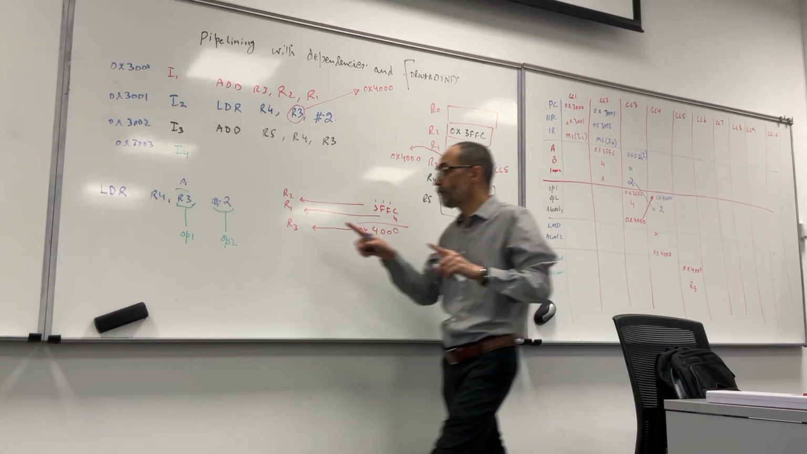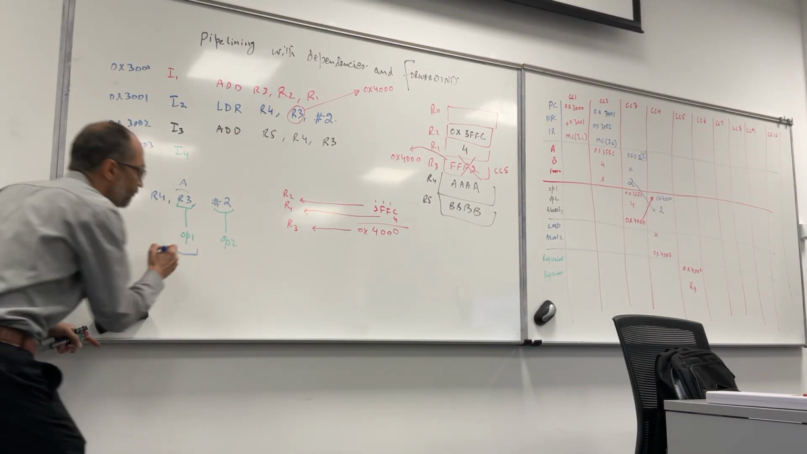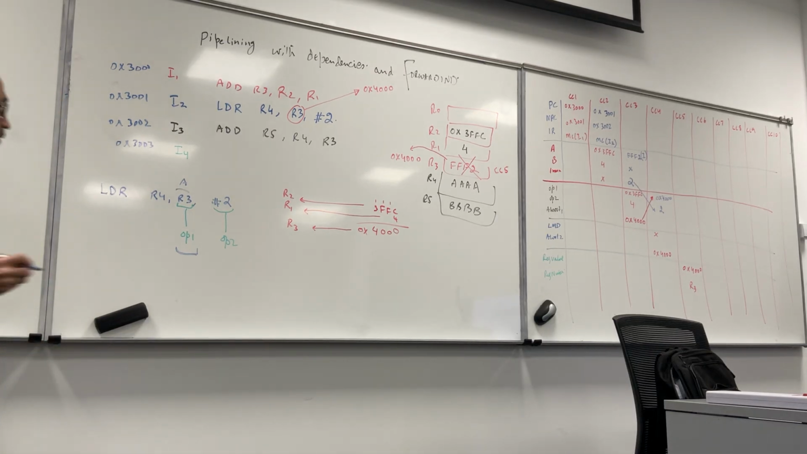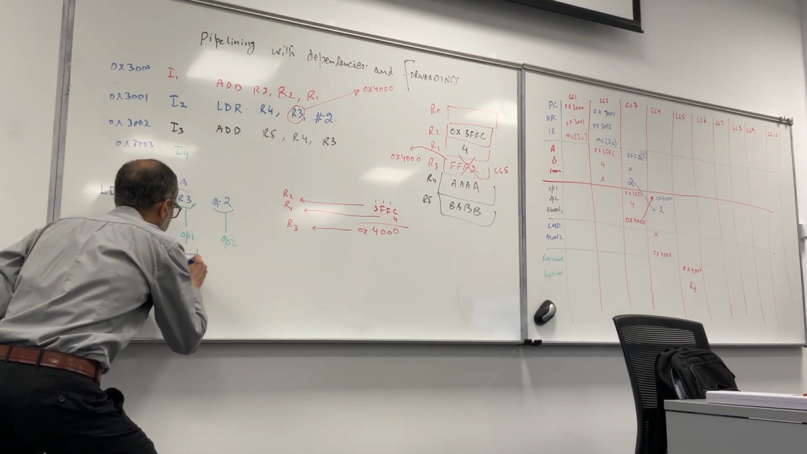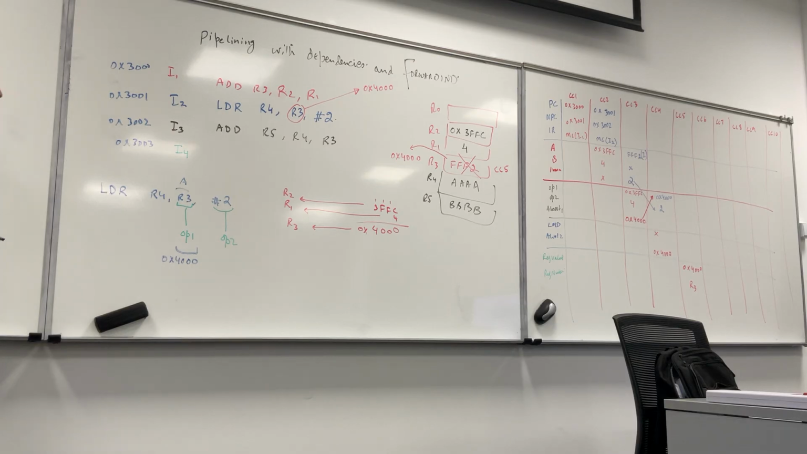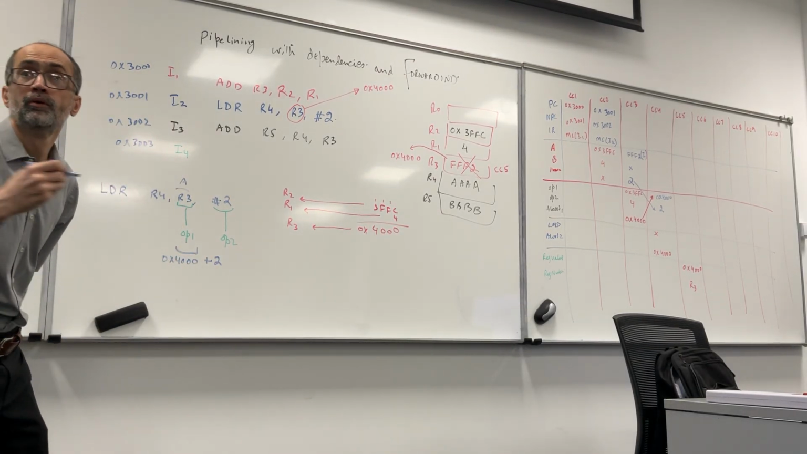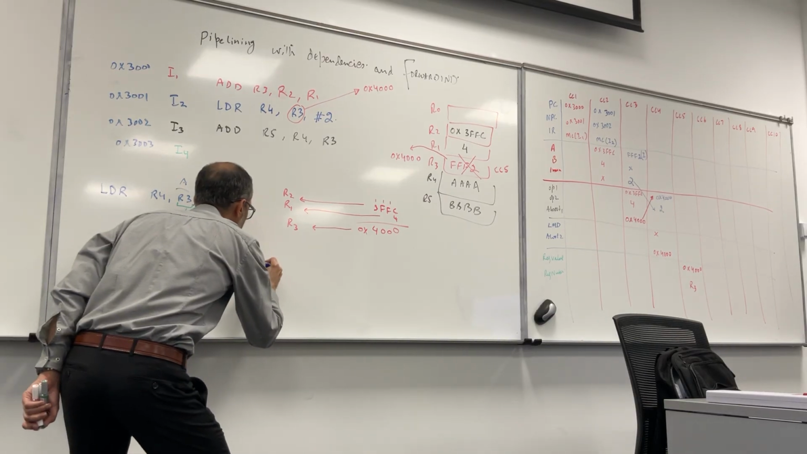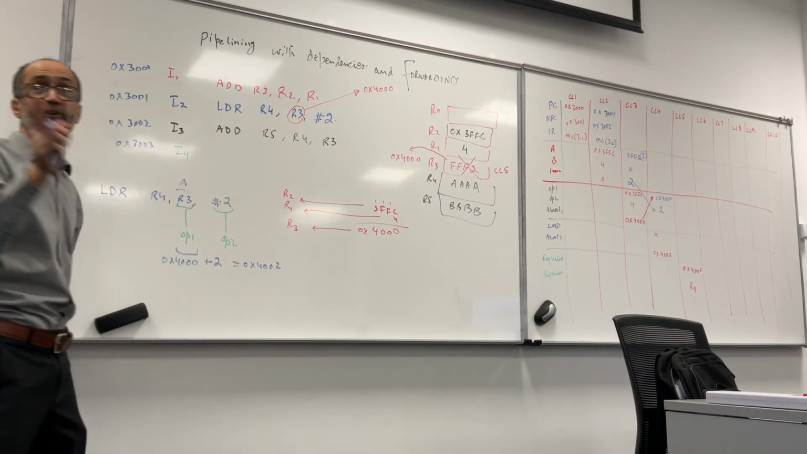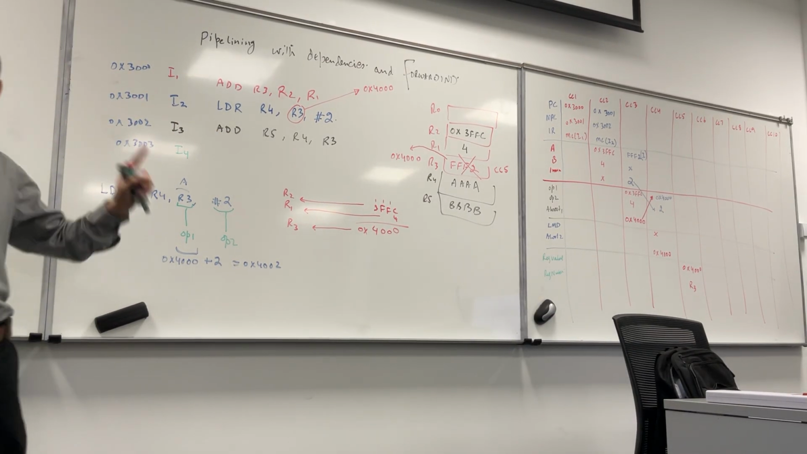Now what is the new value of op1? Can you tell me what is now the value of op1? Help me. 0x. Very good, Dalia. And then what is the value of op2? Plus 2. What is now the new value? 0x4002. What is the effective address? That is because in LDR this is the effective address.